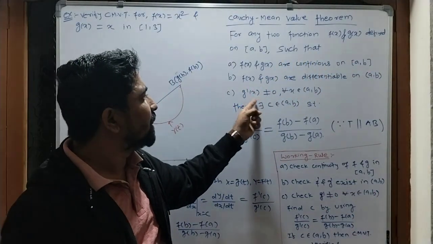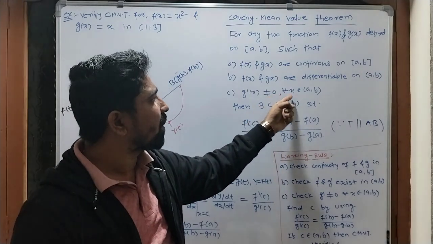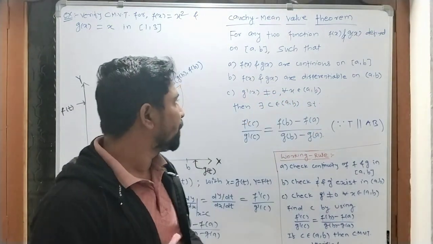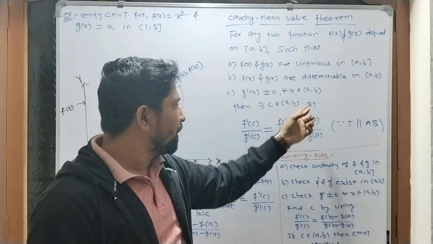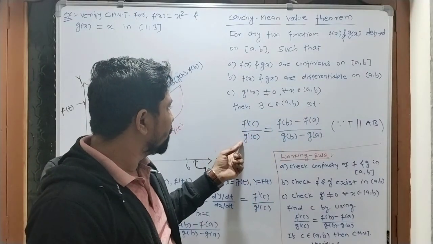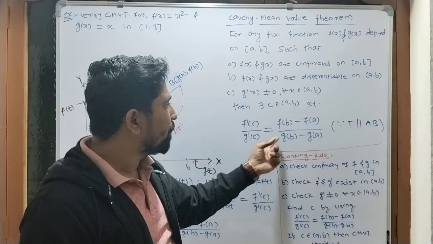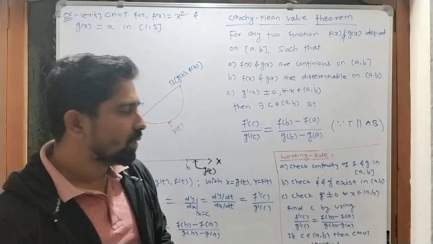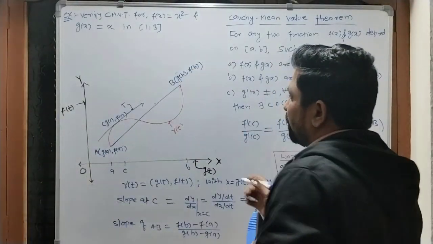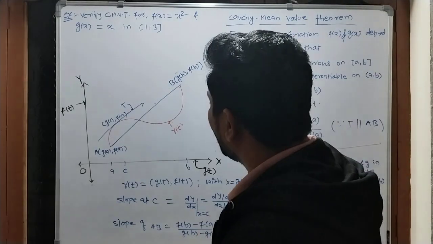Third condition, g'(x) is non-zero for all x belonging to the open interval (a, b). Then there exists c belonging to the open interval (a, b) such that f'(c) divided by g'(c) equals [f(b) minus f(a)] divided by [g(b) minus g(a)]. Now I will explain the same thing with the help of this curve.